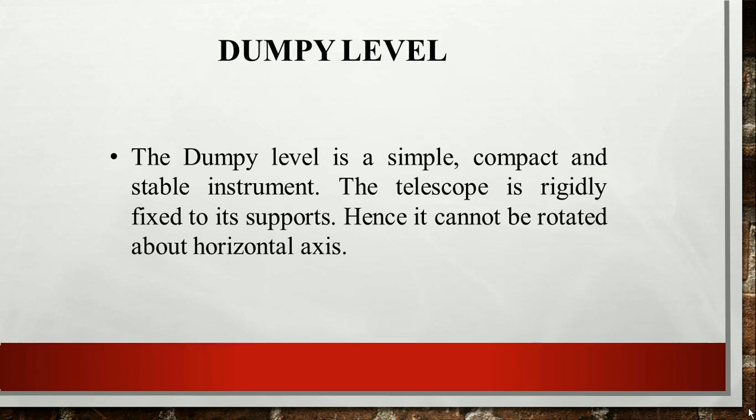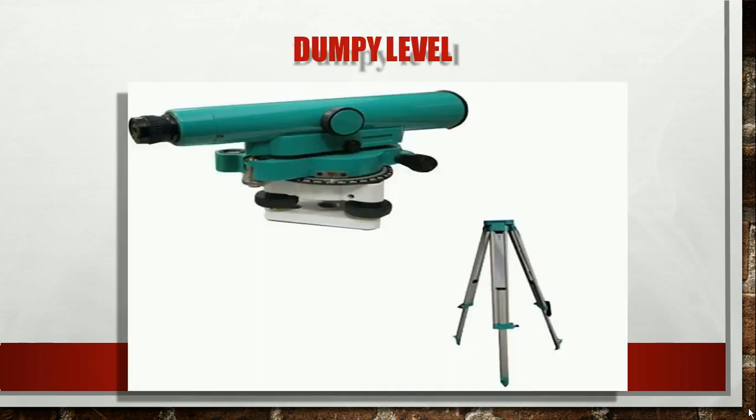The telescope is rigidly fixed to its support, hence it cannot be rotated about the horizontal axis. This is the introduction of the dumpy level instrument. So this is the image of dumpy level.